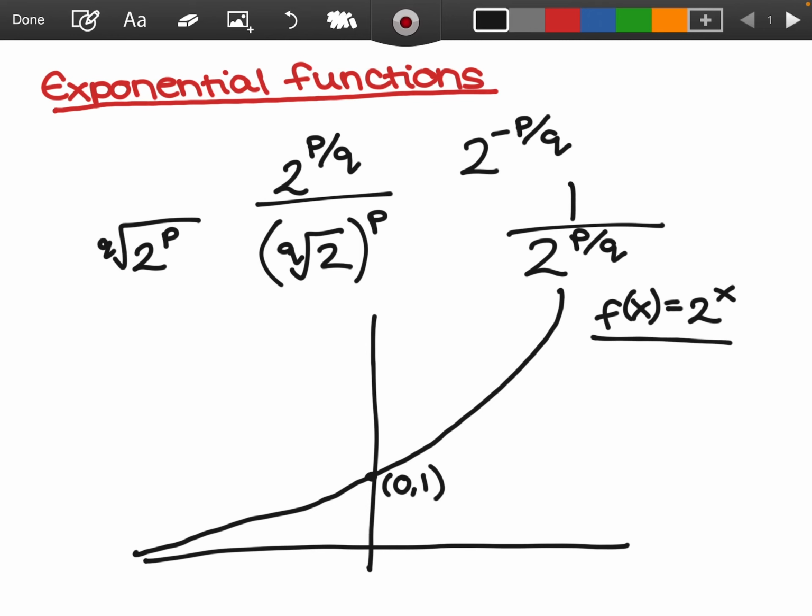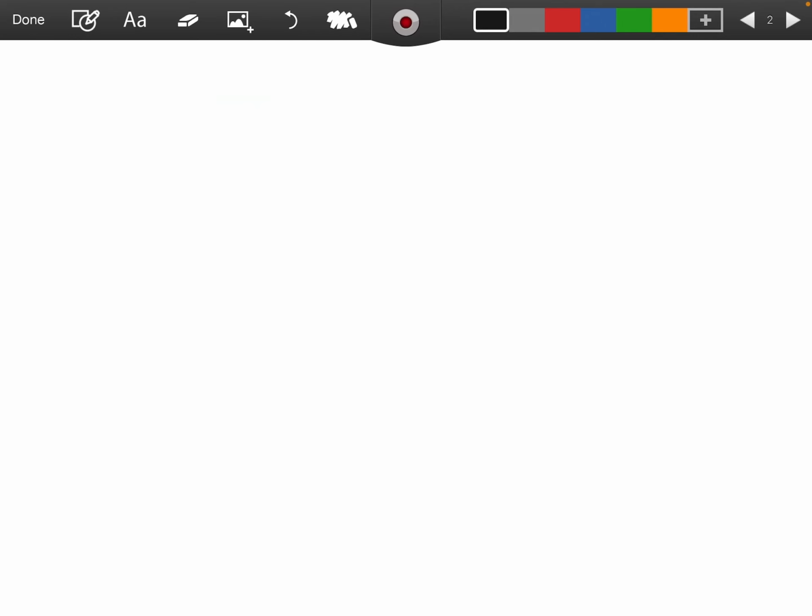What happens if we were to change the base? So I've just taken 2 as a base here throughout all of this. What happens if we change the base? I'm going to look at a couple different possibilities for a base here. So let's say I'm looking at f of x is equal to a to the power x. Now I'm going to look at a couple different options here.